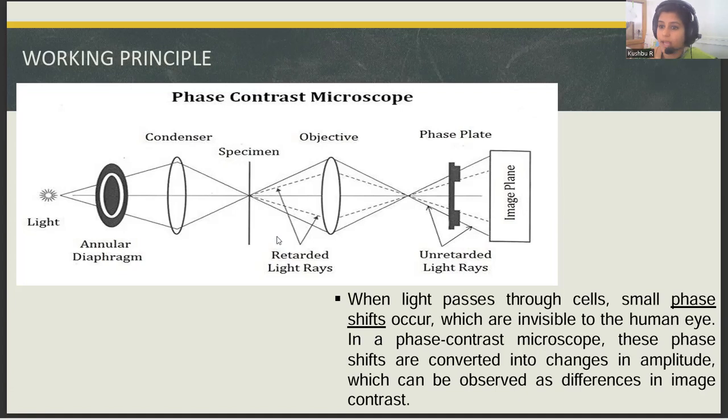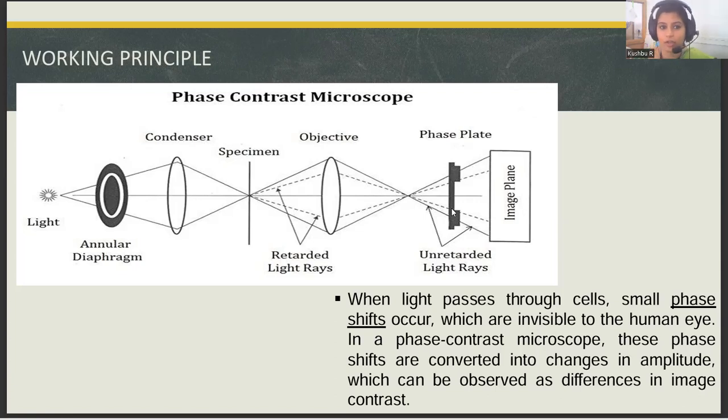Once it hits the specimen, a phase shift is created, and that will enable us to quantify the phase shift. This phase shift is then converted to amplitude, and the difference between the retarded light ray and unretarded light ray will help us produce a final magnified image. Here, the objective lens will enable us to magnify the image, and then it is focused onto the faceplate. This faceplate has the ability to quantify the retarded light ray and unretarded light ray, and then the final magnified image is produced. This is how the phase contrast microscope works.